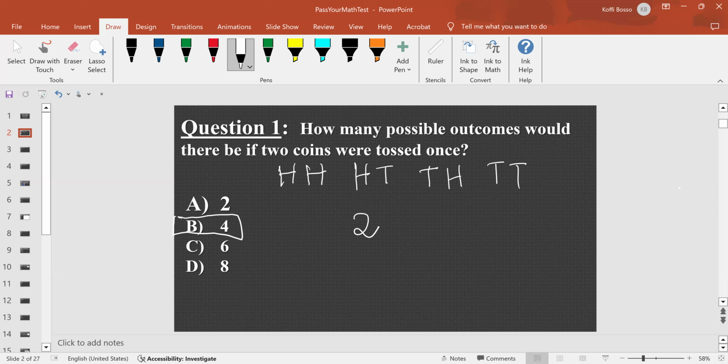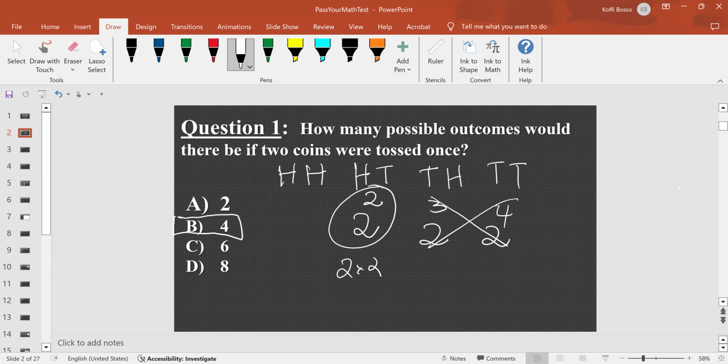Another way to solve it is this. You have a 2, means what? You have a head or tail, and you raise to the second power. So that power means you have 2 coins. So in case they ask the same question and they say 3 coins, you're going to have 2 raised to the third power. Or 4 coins, you're going to have 2 raised to the fourth power. So again, our answer is 2 to the second power, which is 2 times 2, which is 4. This is just another example in case they say 3 or 4 coins.